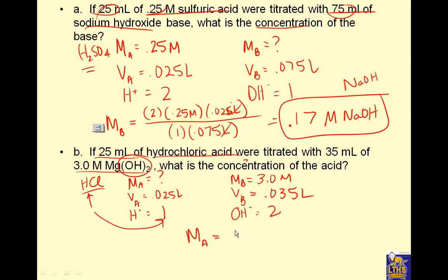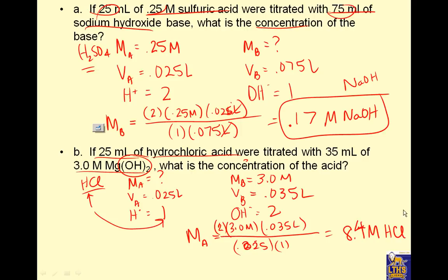Ma, the molarity of the acid, is going to be equal to 2 hydroxide ions times 3 molar times 0.035 liters divided by 0.025 liters times the 1 hydrogen ion. So 2 times 3 times 0.035 divided by 0.025 goes 8.4 molar HCl was the concentration of the acid.